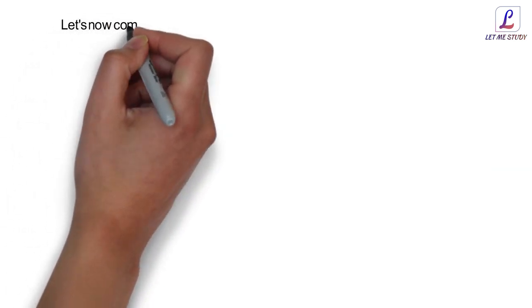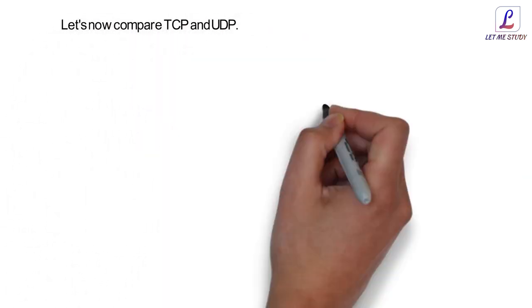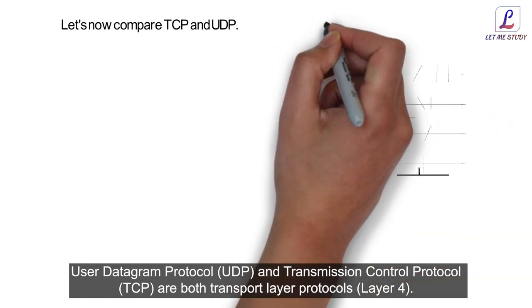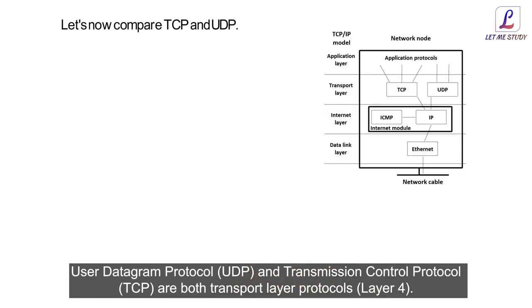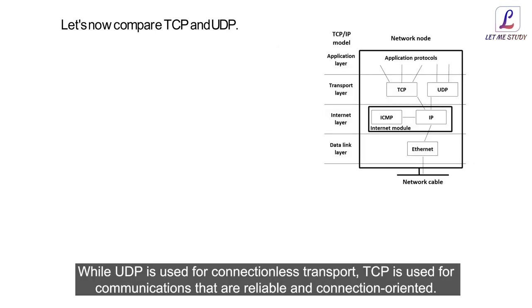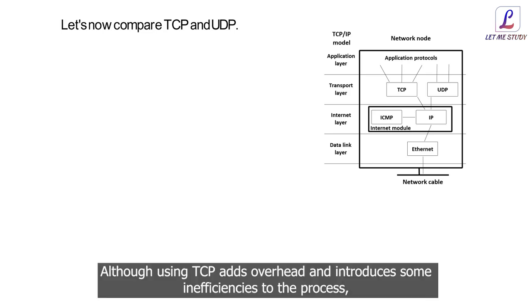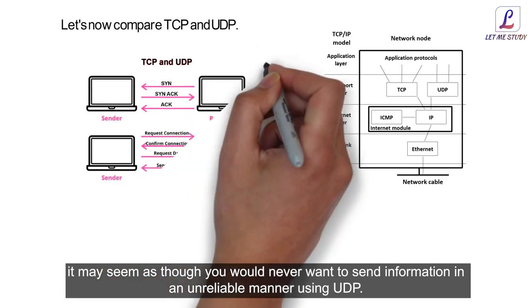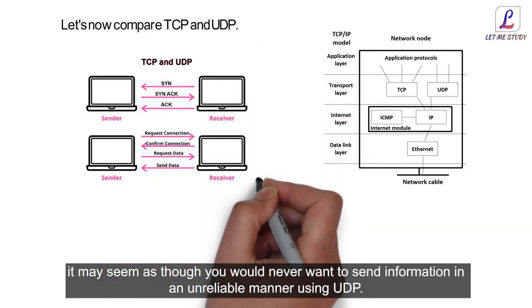Let's now compare TCP and UDP. User Datagram Protocol, UDP, and Transmission Control Protocol, TCP, are both transport layer protocols, layer 4. While UDP is used for connectionless transport, TCP is used for communications that are reliable and connection-oriented. Although using TCP adds overhead and introduces some inefficiencies to the process, it may seem as though you would never want to send information in an unreliable manner using UDP.